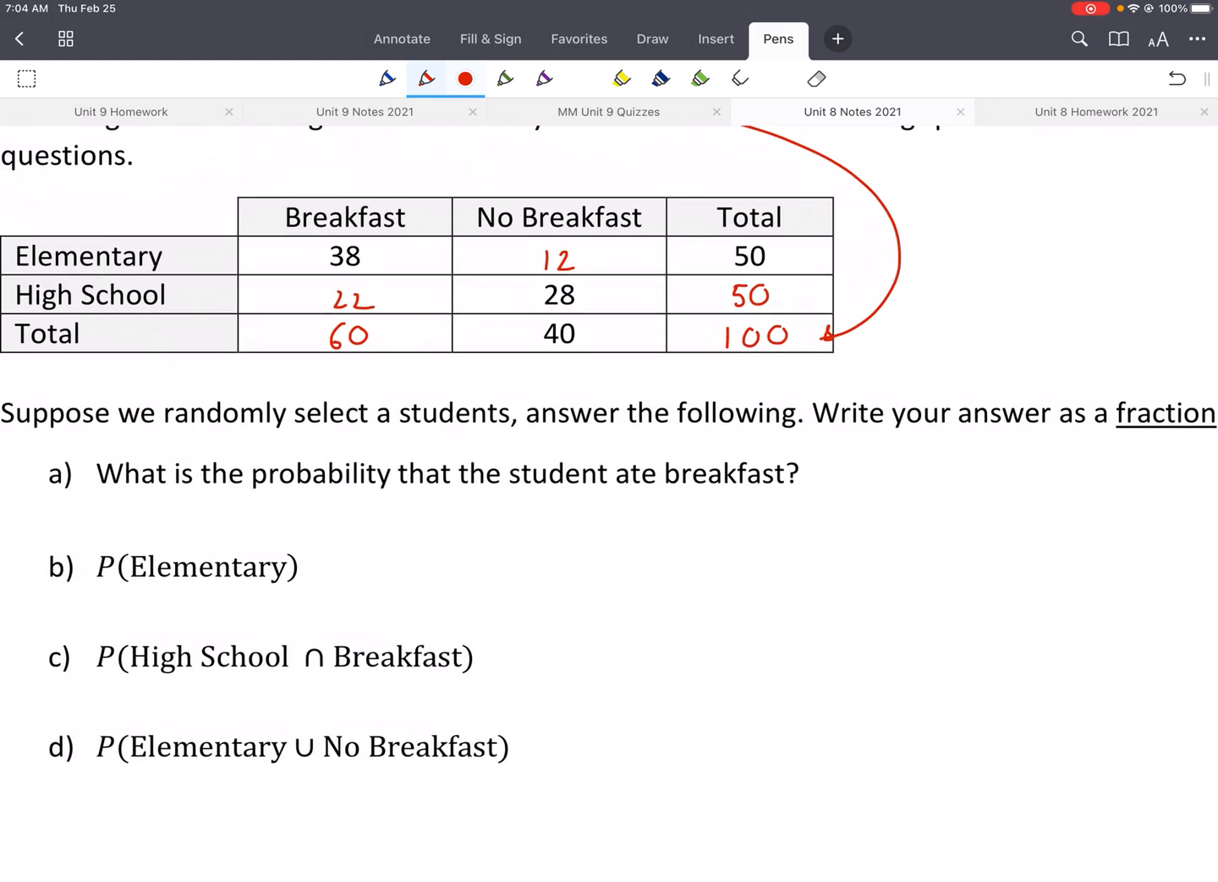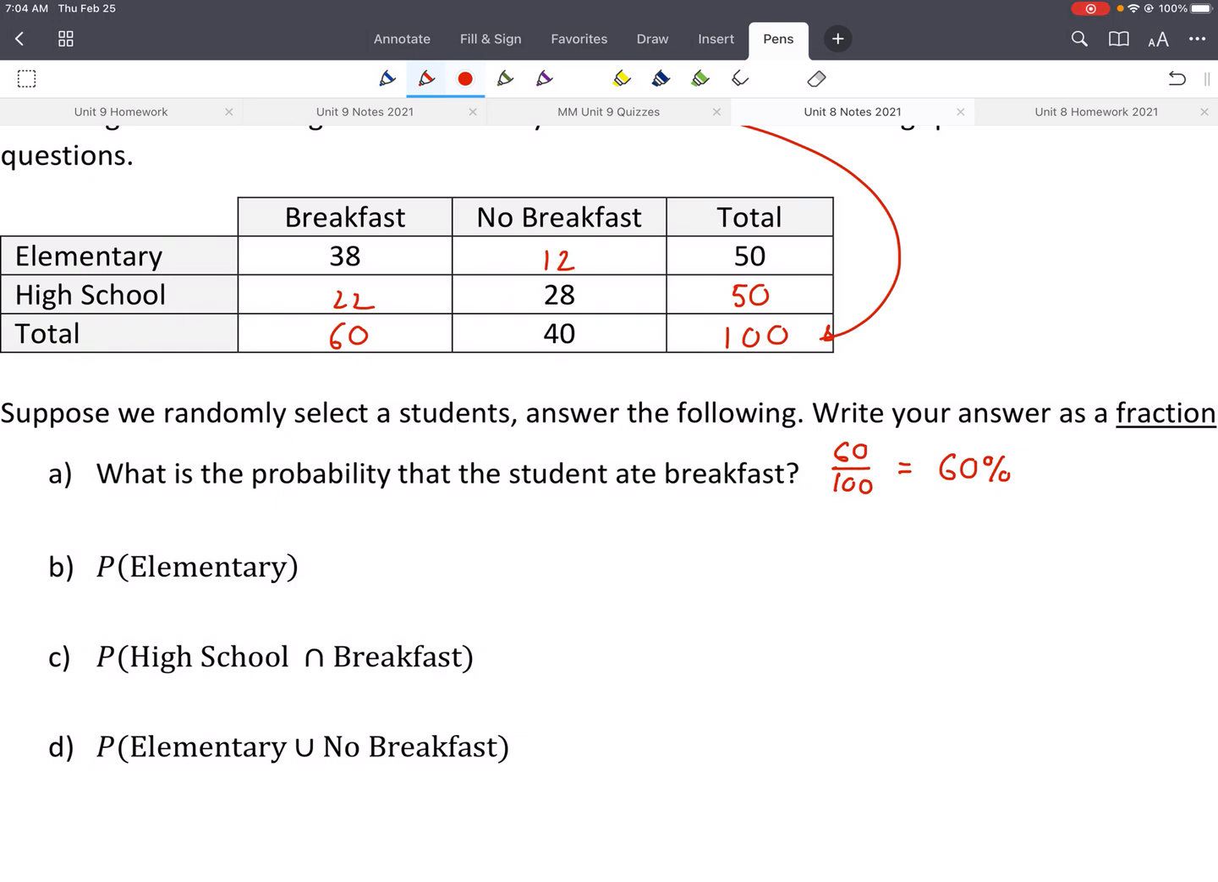So what's the probability that a student ate breakfast? So we have students that ate breakfast and we have students that did not eat breakfast. So the total that we would have would be 60 would have breakfast out of 100. And to write that as a percentage, we would divide 60 divided by 100. That should give you 0.6. And then we move the decimal twice and we'd get 60%. Okay, so we did that a little bit when we were doing exponential functions, writing decimals from percentages.